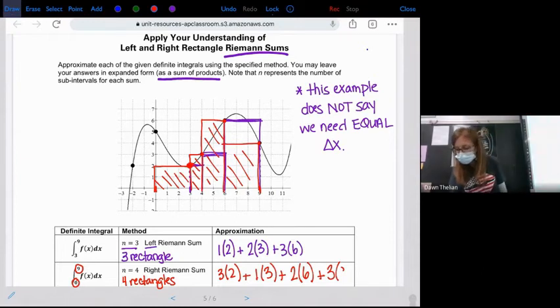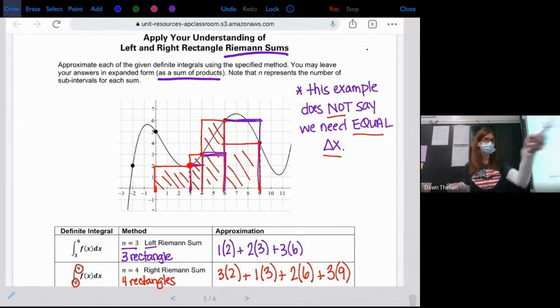It was only because this one did not say we had to have equal delta x's that I went off the rails and made all different size rectangles, because we wanted to utilize the points that were explicitly defined for us, that we knew there was a dot there. If we were forced into equal delta x's, we wouldn't have had that choice.